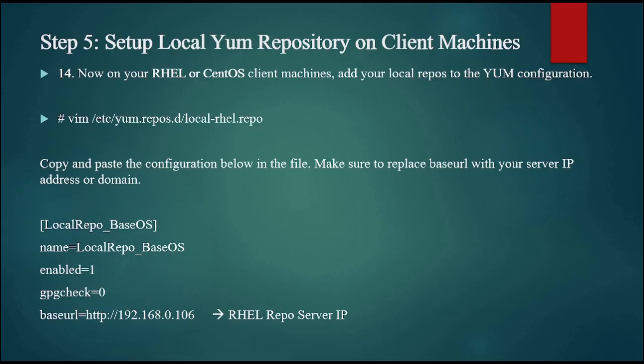First, we create a local repo for BaseOS. Name: local_repo_baseOS, enabled=1, gpgcheck=0, baseurl=http://192.168.0.106. That is our repository server IP, and we install the repository server on the HTTP server.